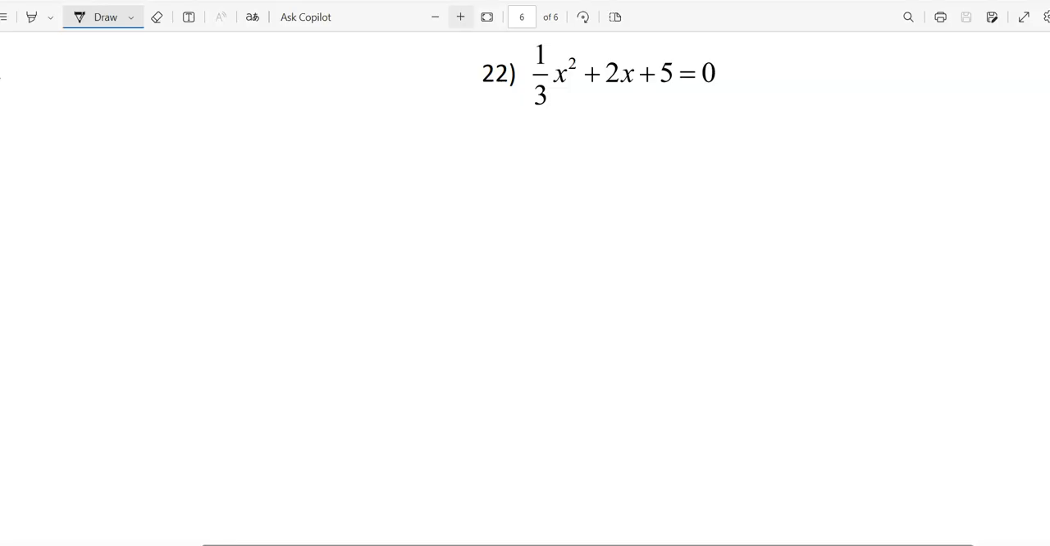Now, if it was equal to, like, y, or you're completing the square, you can't multiply an expression by 3. You can't multiply f of x by 3. But here, it's just equal to 0. So I can multiply by 3. What you do to one thing, you have to do to everything. 1/3 times 3 will be 1x squared, or just x squared. Plus 2x times 3 is 6x. And then plus 5 times 3 is 15. And that equals 0.